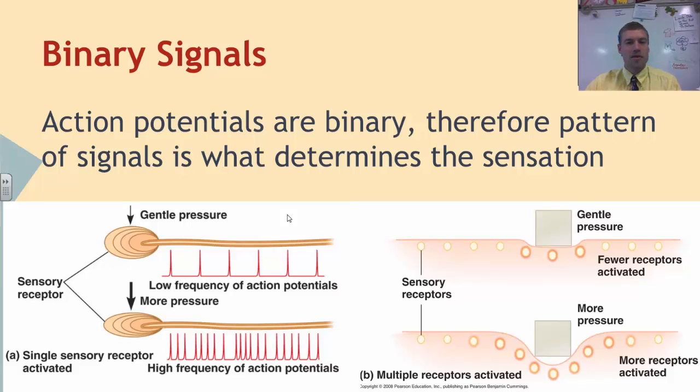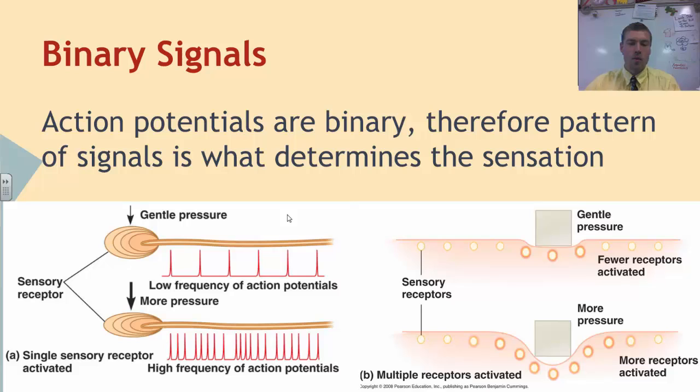Now, remember that action potentials are binary. They're either on or off. So the pattern of signals is what actually determines the sensation. And that can be either the frequency of them or the lack of signals. Whatever that pattern is, that is how you determine the particular sensation. There are a couple different ways that this can occur. So, for example, if you've got gentle pressure, you've got fewer receptors that are being activated, so you have a lower frequency of actual action potentials being sent along the nerves.